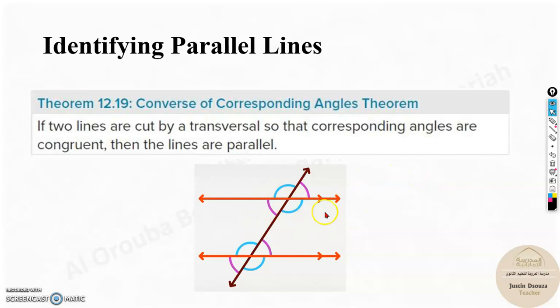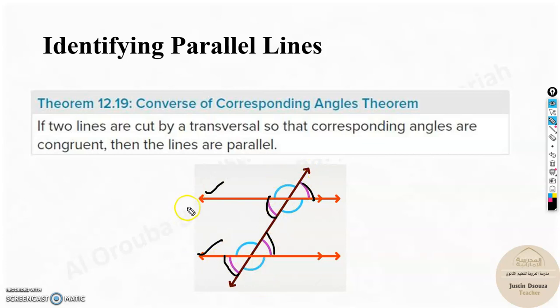Over here, we have converse theorems now. You can see these are corresponding angles, right? We have learned about this in the previous lesson. If two lines are cut by a transversal so that corresponding angles are congruent, now, this is corresponding to this. If they are congruent, and if this is congruent to this, then these lines are parallel. This is the transversal which is cutting, then they are parallel.